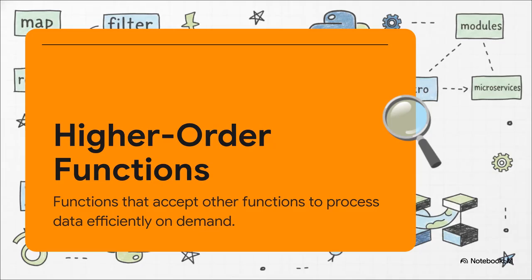Enter the map function. It's an absolute lifesaver here. Map is what we call a higher-order function, meaning it actually takes another function as an argument. But the real magic? That's lazy evaluation.